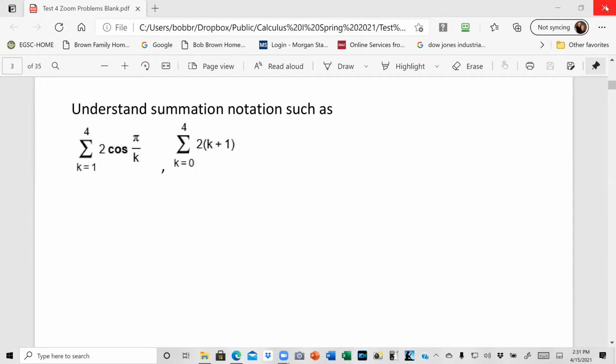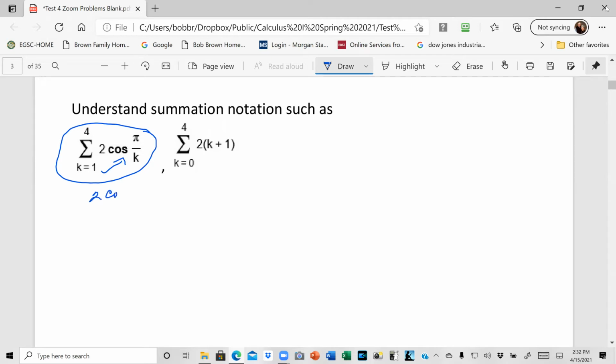Okay, the first problem we're going to be looking at is using summation notation. The very first one will be this particular summation. We're going to start plugging in k equal 1 through 4, and we'll get 2 cosine of pi plus 2 cosine of pi over 2 plus 2 cosine of pi over 3 plus 2 cosine of pi over 4.